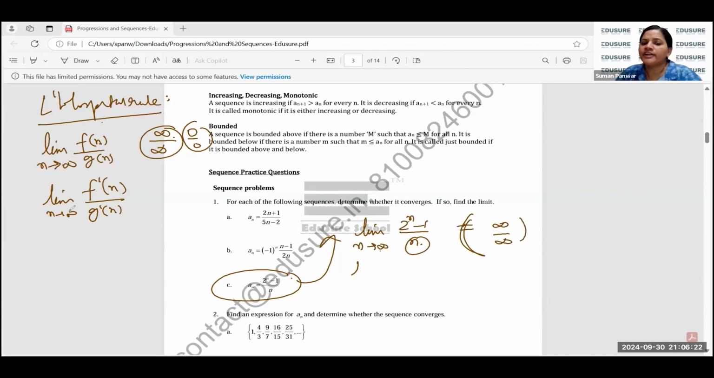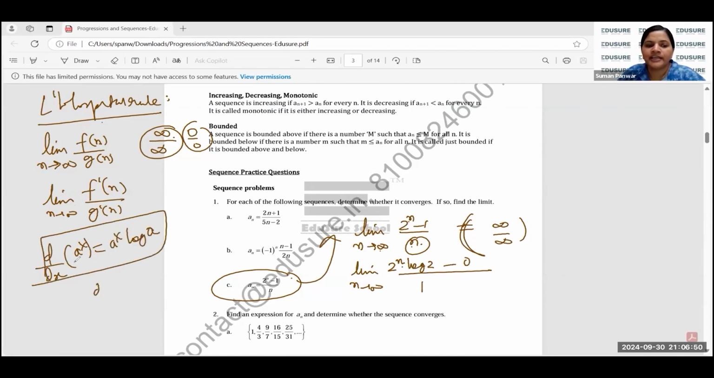So whenever I have an infinity by infinity form, you differentiate the numerator and denominator with respect to n. When you differentiate n, it will be 1. When you differentiate 2^n, it will be 2^n log 2. And the derivative of 1 is 0. I hope everybody knows this: d/dx of a^x is a^x log a. So I am differentiating d/dn of 2^n, which should be 2^n log 2.